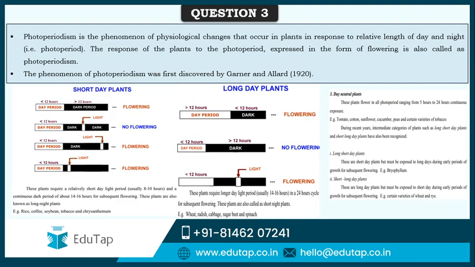So since we have come to photoperiodism, let's have a quick recap of what exactly photoperiodism is and how it affects plants. Photoperiod is a phenomenon of physiological changes that occur in plants in response to the relative length of day and night. Based on that, there are 3 types.